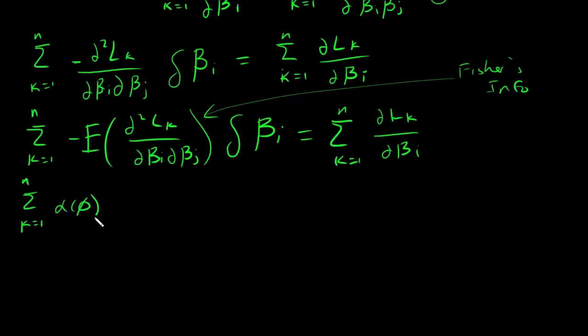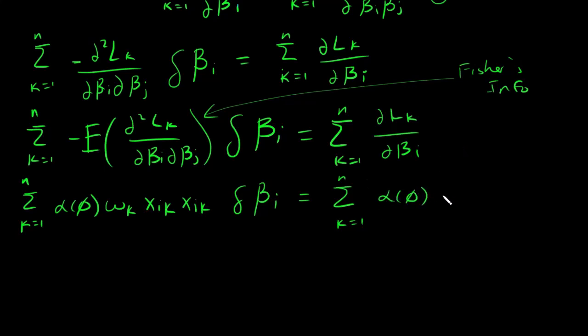So let's scroll down. I'm going to go ahead and plug that in here. Okay, I have alpha phi, w_k, x_ik, x_jk, change in beta, equals the sum from k equals 1 to n of alpha phi, x_ik, (z_k minus mu) divided by d mu d eta. Okay, so then this alpha phi does not have i, so it can be pulled out of the sum, and then I can divide both sides by it, so basically it cancels.